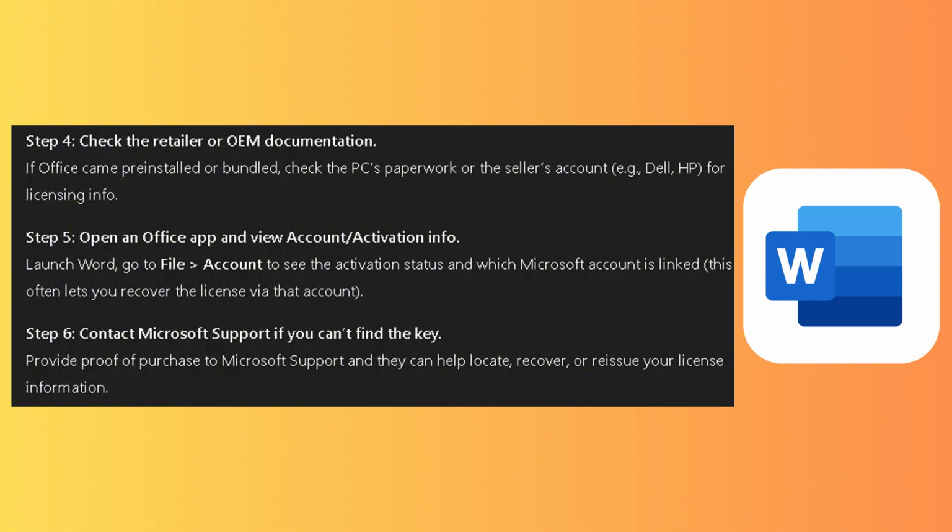Open an Office app, then view account activation info. Launch Word and go to File, then go to Account to see your activation status, which Microsoft links. This lets you recover your licenses via your account.